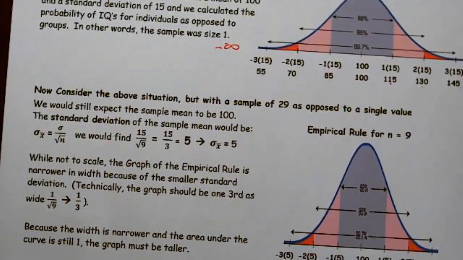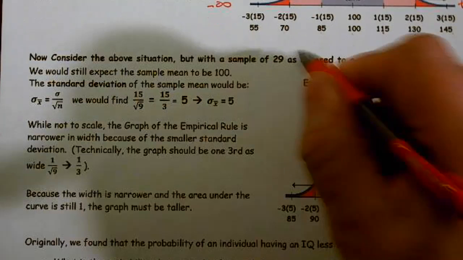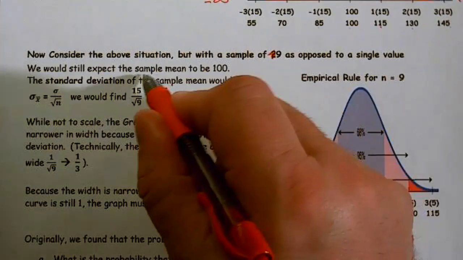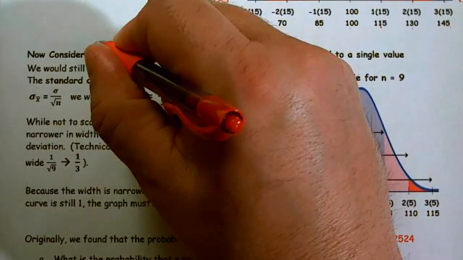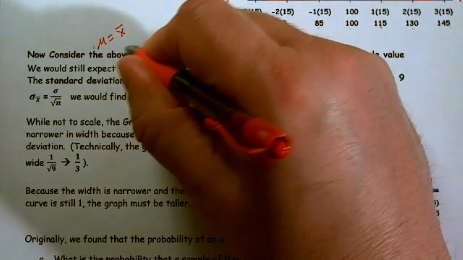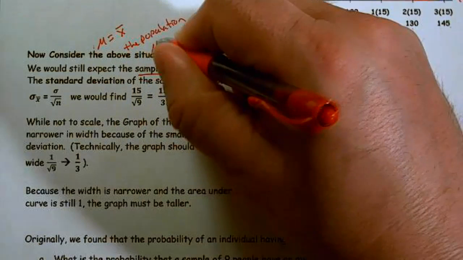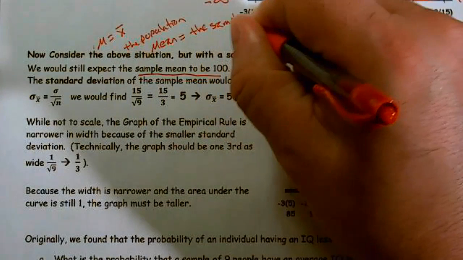Now, consider the above situation, both with a sample of 9, let's scratch that out, of 9 as opposed to a single value. We would still expect the sample mean to be 100. So the sample mean will never change. So the sample mean doesn't change. You might want to write that down. So we're going to say the population mean equals X bar, or the population mean equals the sample mean. That's the belief. All right.